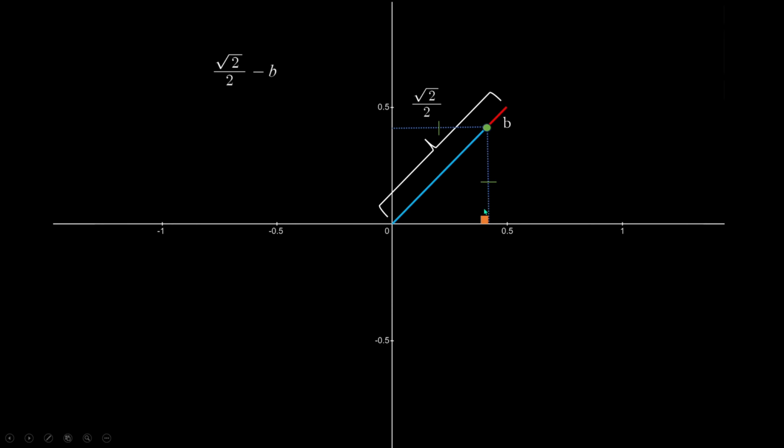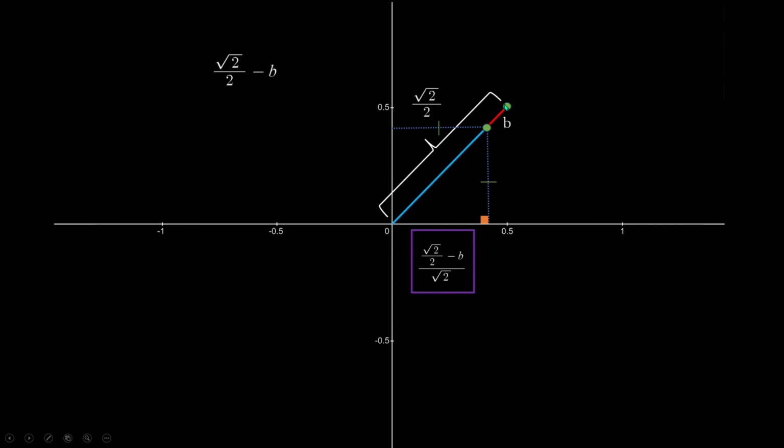Now we have to find the length of this side and length of this side. Well, these two are congruent, so they're equal. So what do we do? Well, this is just a 45, 45, 90-degree triangle. So all we need to do is divide by radical 2. So the length of this x component is going to be radical 2 over 2 minus b, over radical 2, and the y component will also be that.